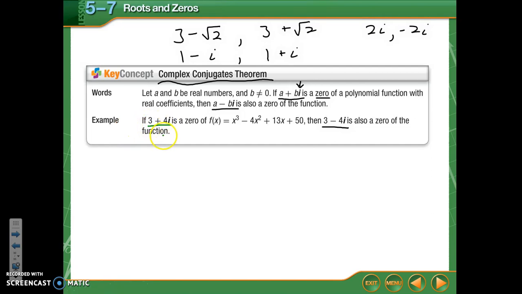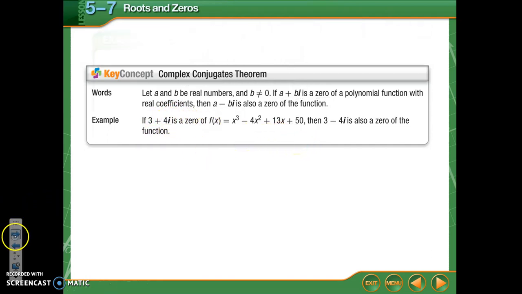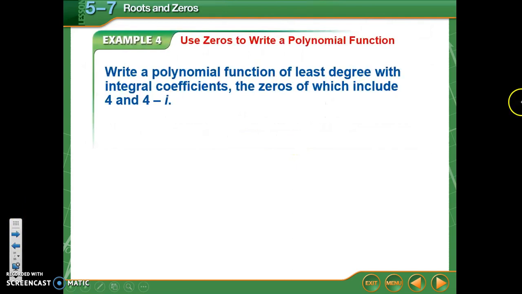If 3 plus 4i is a zero of this polynomial f of x, then 3 minus 4i also has to be a zero. It's impossible for an imaginary or a complex root that has an imaginary part to happen by itself. They always, always, always happen in pairs. So let's see how we're going to apply this. We're going to apply this when we write polynomial functions.